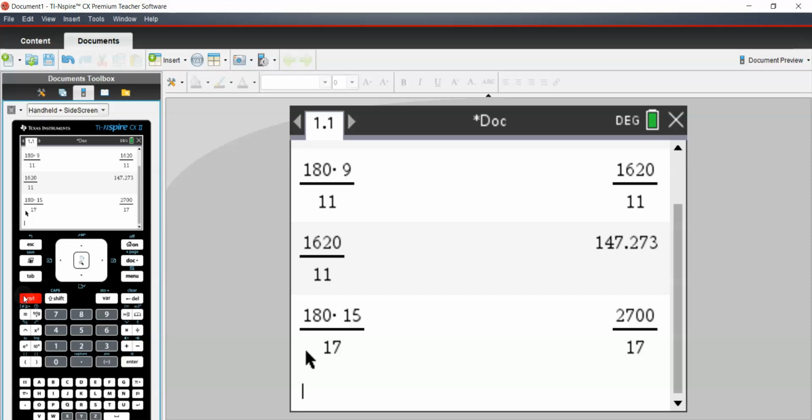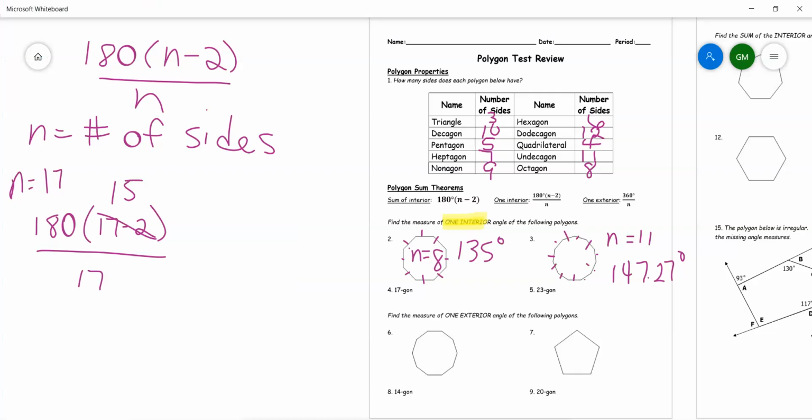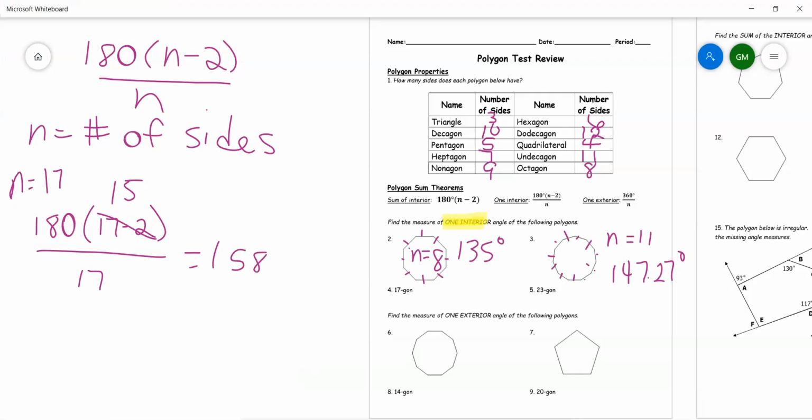If we hit Control Answer and then Control Enter, we can prevent it from dividing by 17 twice. What we were having problems with the other day was that a lot of times we were dividing by 2 twice because we were hitting enter and then enter again. So make sure you're only dividing once. And that was 158.82. We're going to round to the nearest hundredth each time. So 158.82 degrees. Don't forget your units.